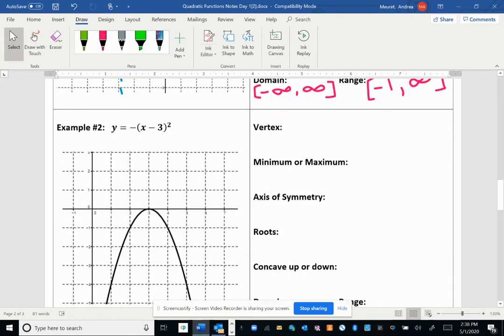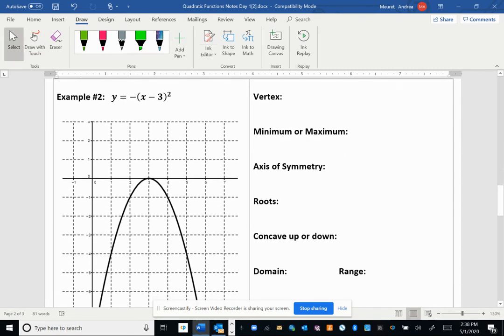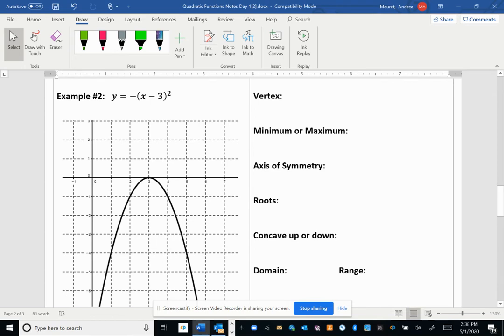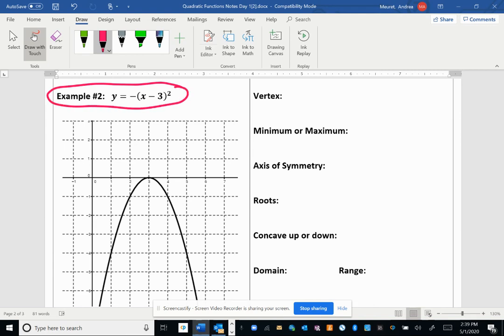We'll scroll up and take a look at example 2, which you also have in your notes in OneNote. So example 2 is a different parabola. It's also written in a different form. The next video is going to talk about the different ways you can write quadratic equations, and this is a different way that you can write it.